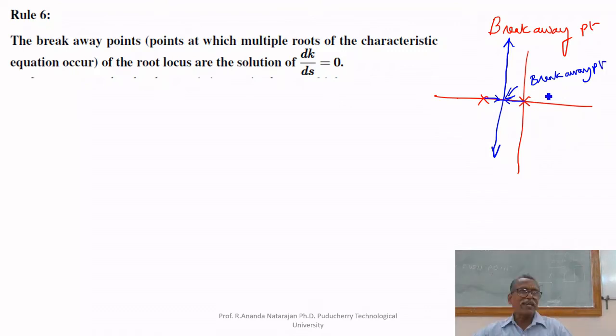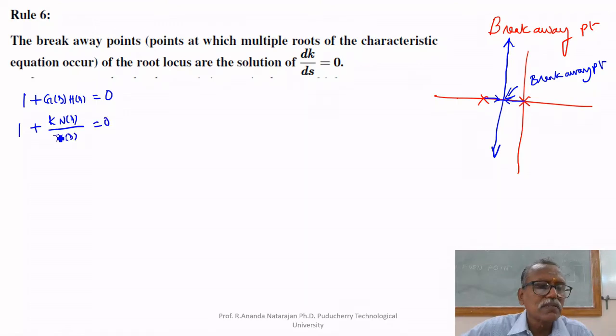How to find that breakaway point? They are approaching each other, but at what point they break away, we do not know. That can be found by using dK by ds. What is the characteristic equation? 1 plus G(s)H(s) equal to 0. G(s)H(s) can be written as K times N(s) upon D(s).